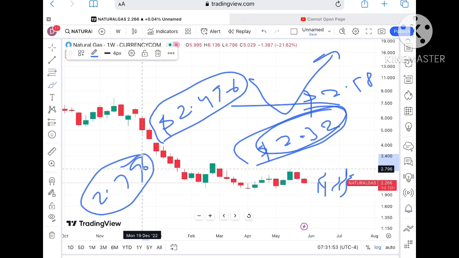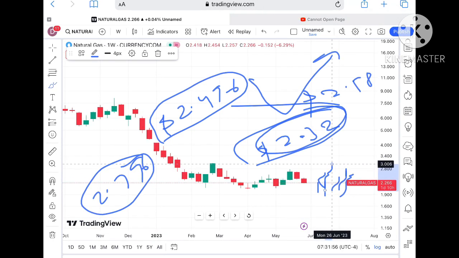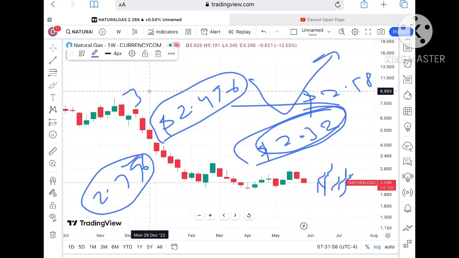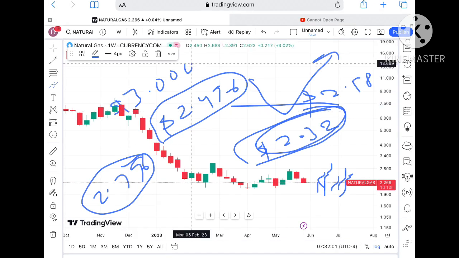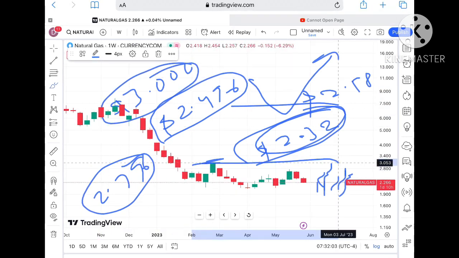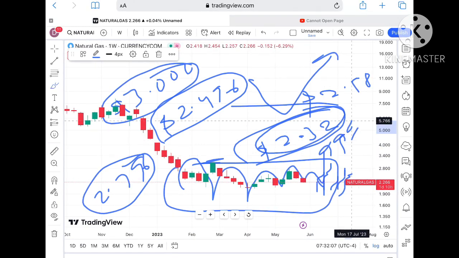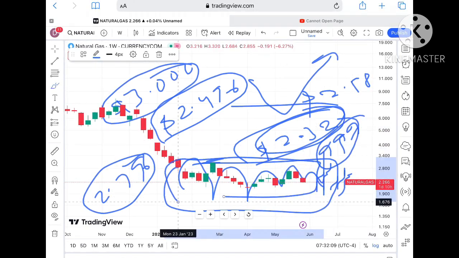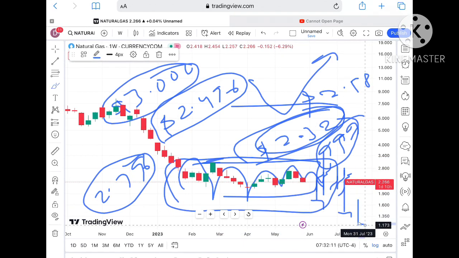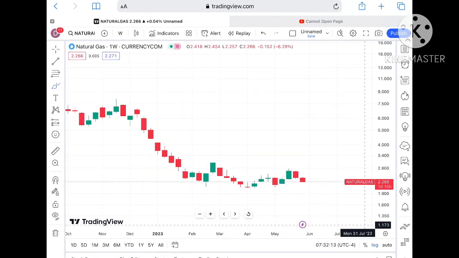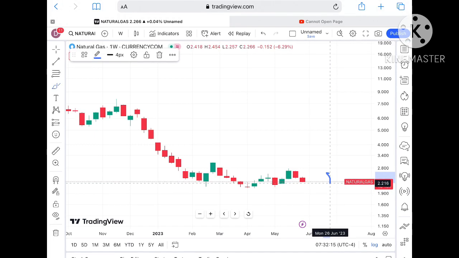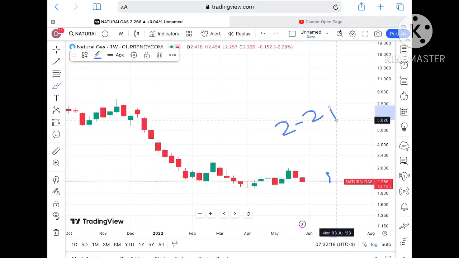Once it sustains above this level, yes, there is a probability we can see a level of $3.006, which is already half of this particular zone. Once this zone breakout happens, then we can see it go further upside. But if this level breaks further down, then a probability of going further low will be there, because once it starts falling below this zone, chances of going towards 2.216 are there.